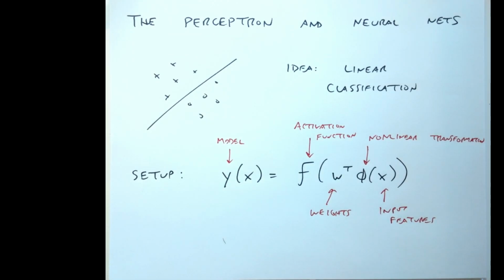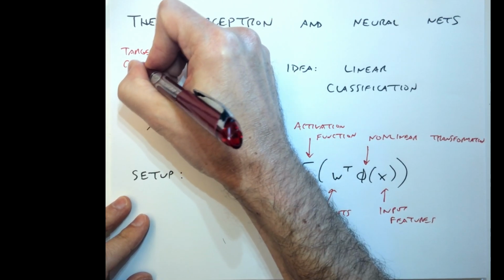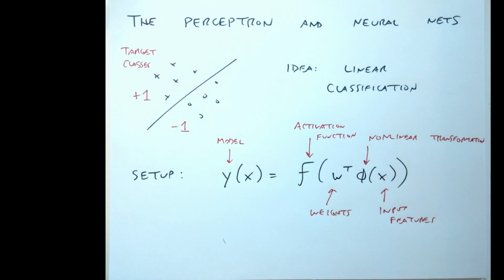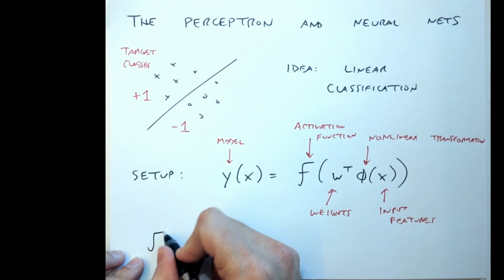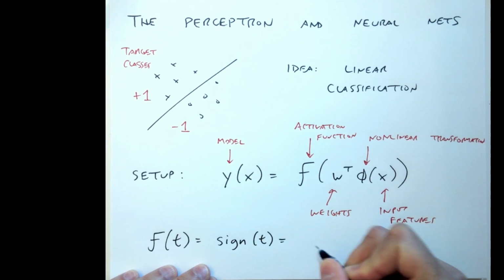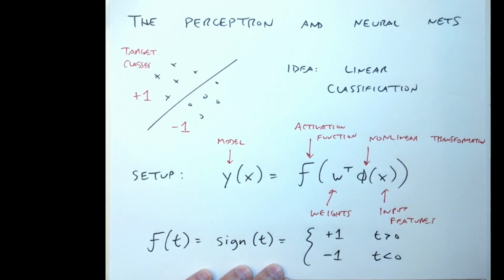And so let's suppose that my target classes are given by, instead of x's and o's, plus 1s and minus 1s, okay? And so what is this f going to be? In today's setup, this activation function is just going to be the sign of t, which is equal to plus 1 if t is greater than 0 and minus 1 if t is less than 0, right? So our setup is that we're trying to get our model to predict the same signs as we have in the input-output training data, right? Okay, so this is the setup of the perceptron.